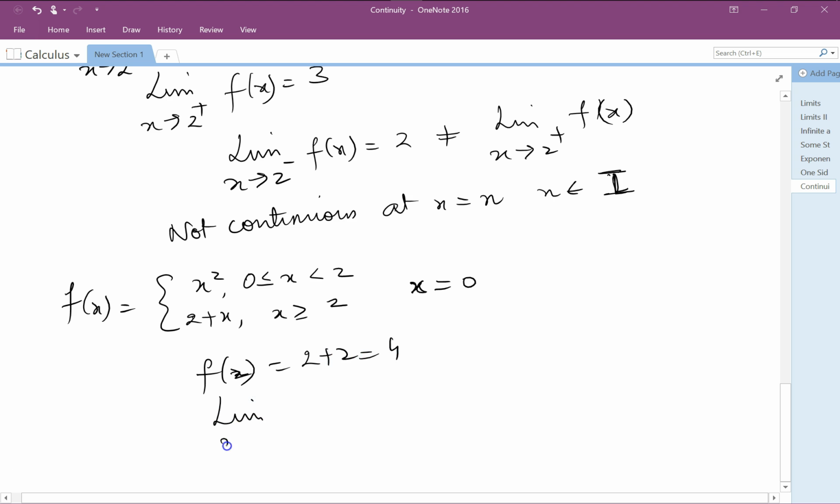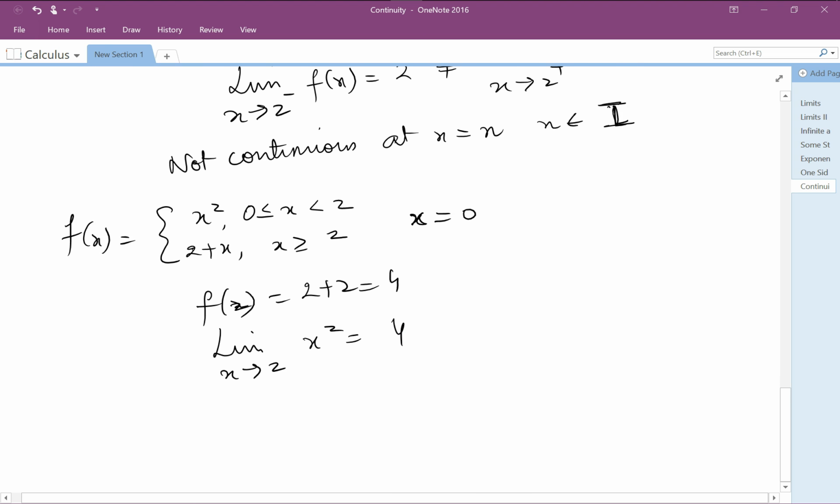Limit as x approaches 2 of x square. What is it? It is again 4. So the function is continuous at x equal to 2, not 0, at 2.